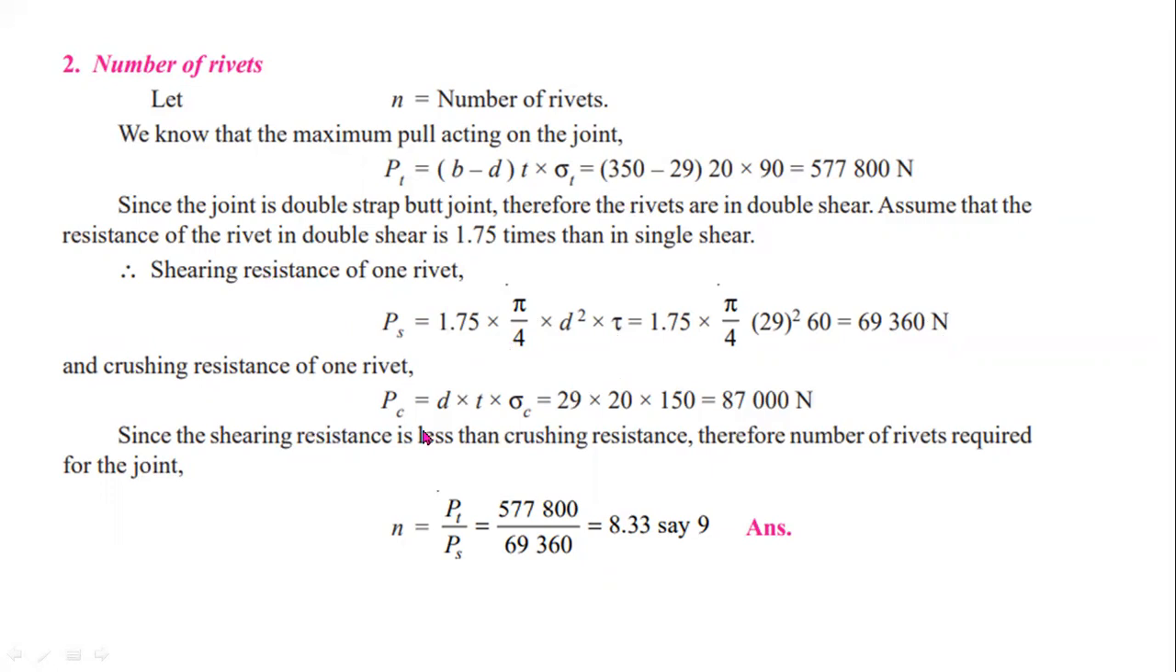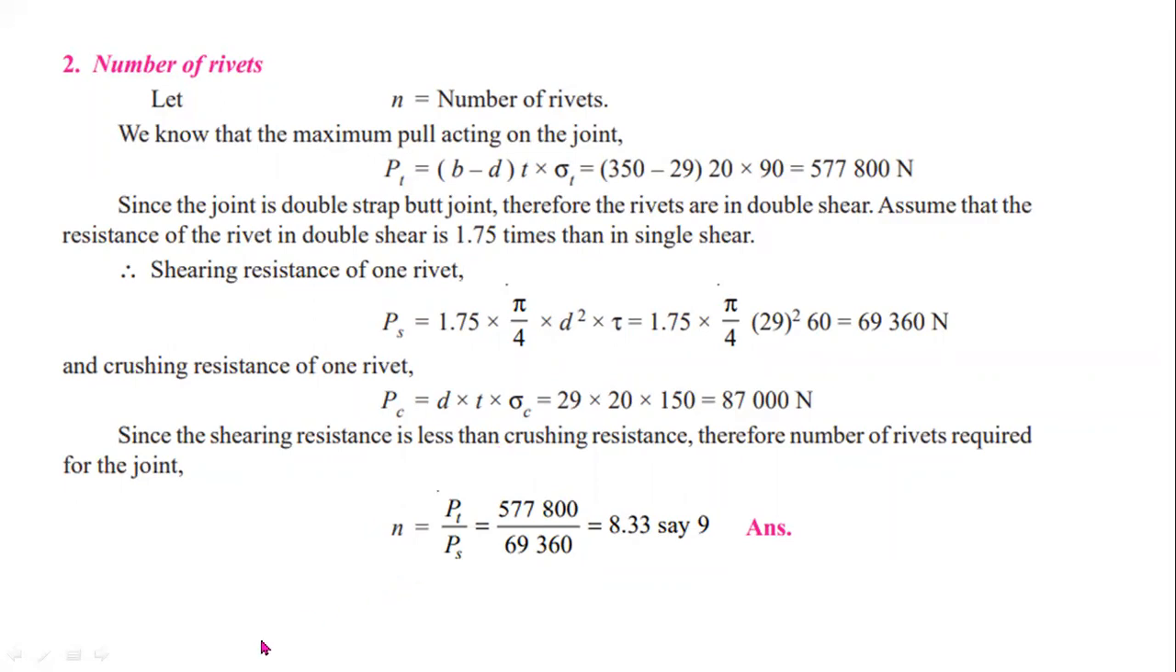After that, you have to calculate the crushing strength, PC. This is the formula for crushing strength, d into t into sigma c. d equal to 29 mm, t equal to 20 mm, sigma c equal to 150 N/mm squared. The crushing strength is 87,000 newtons. So from these three values, you have to determine the number of rivets required.